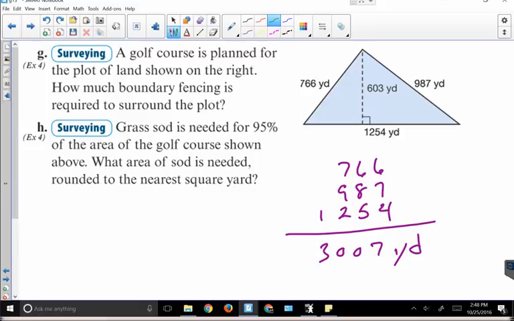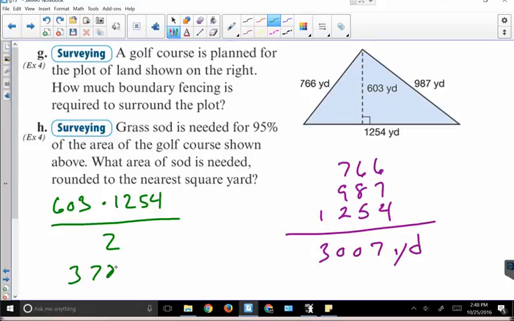You gotta write it out. Oh, okay, so what multiplies by what to get the area? Okay, so give me the numbers that I'm supposed to multiply together. Okay, 603. Okay, by 1254. And then that gets divided by 2. So what did you get when you did that? 378,081, right?